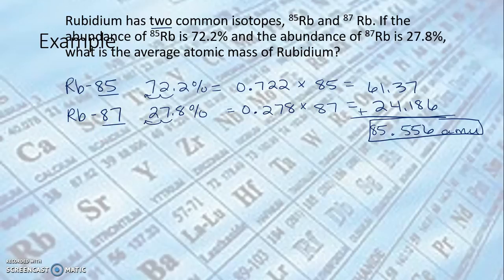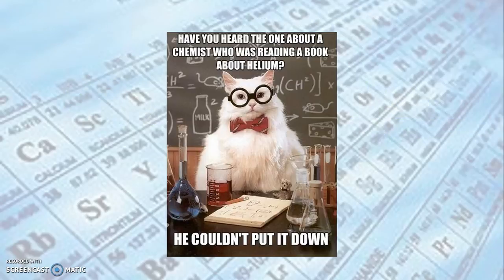The way to check this is if you look on the periodic table for the atomic mass of rubidium, it should be pretty close. And there you go.